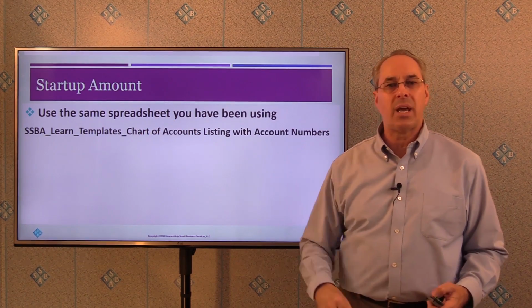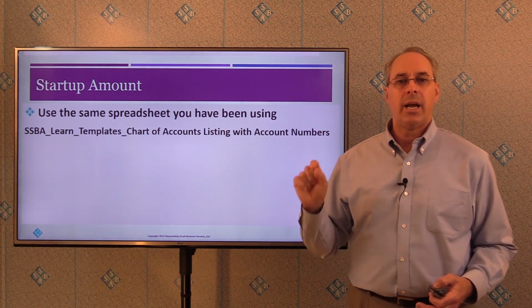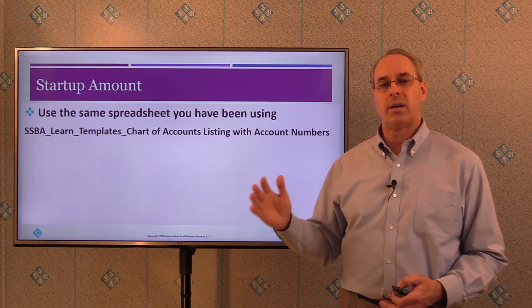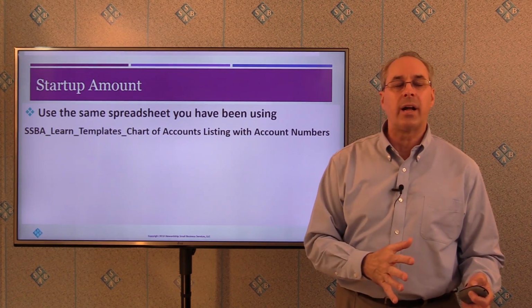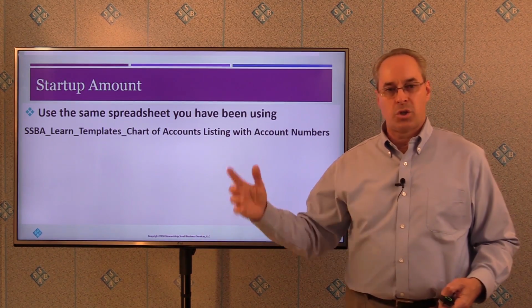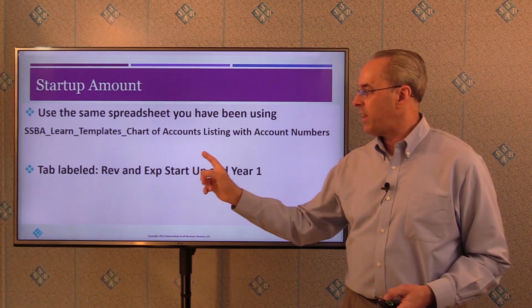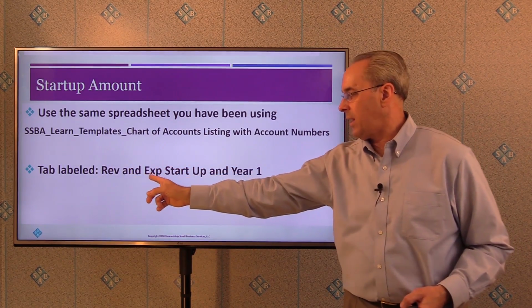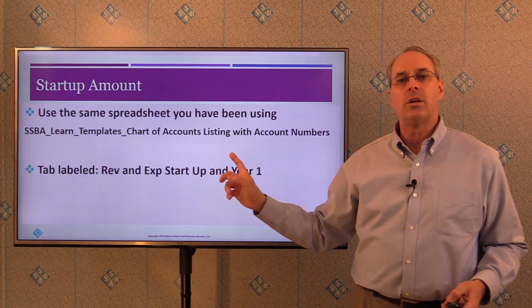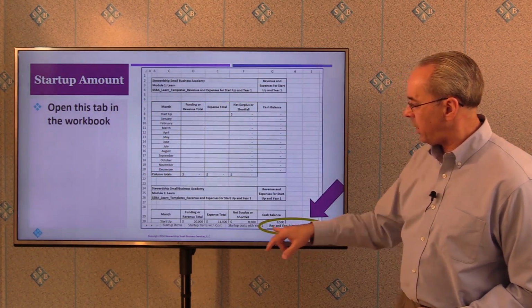So it's the SSBA_learn_templates and then _chart of accounts listing with account numbers. If you've still got the one open from session 11, it's the same one, it's just another one of the tabs. It's the tab labeled REV, abbreviation for revenue, and EXP, abbreviation for expenses. So revenue and expenses, startup, and year one. So it's this tab right here.